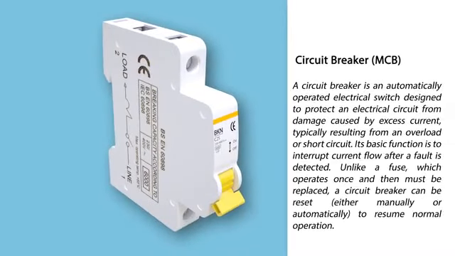Circuit breaker. A circuit breaker is an automatically operated electrical switch designed to protect an electrical circuit from damage caused by excess current, typically resulting from an overload or short circuit. Its basic function is to interrupt current flow after a fault is detected. Unlike a fuse, which operates once and then must be replaced, a circuit breaker can be reset, either manually or automatically, to resume normal operation.